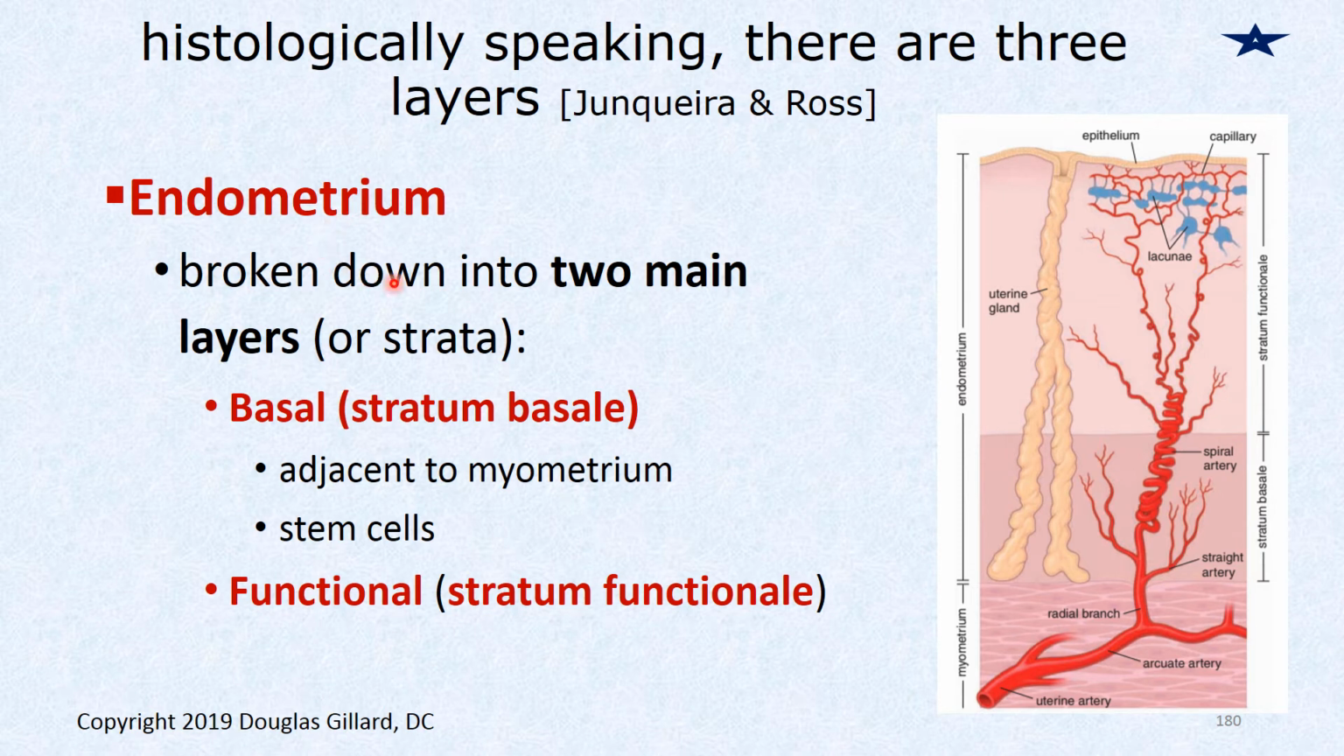Now the endometrium we will talk about a lot. There's the endometrium. It's broken into 2 layers. Now your Junqueira, which is the chiropractic board book, they just call that the basal layer and the functional layer. Other histology books, I like this better, call it the stratum basale and the stratum functionale. So those are the 2 layers of the endometrium.